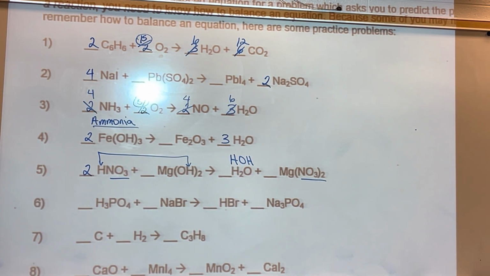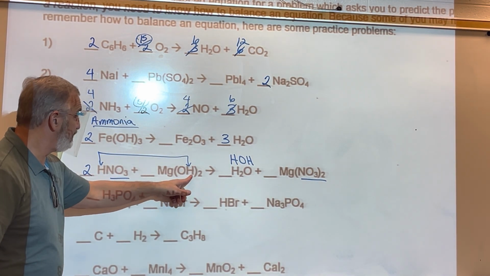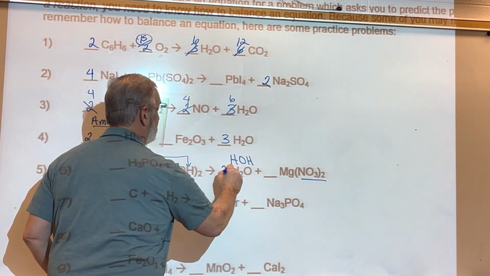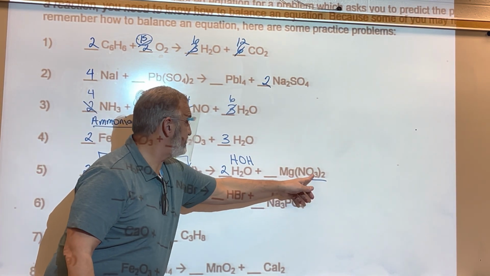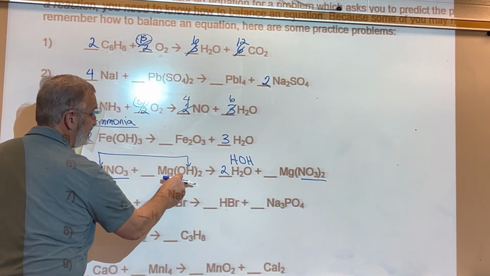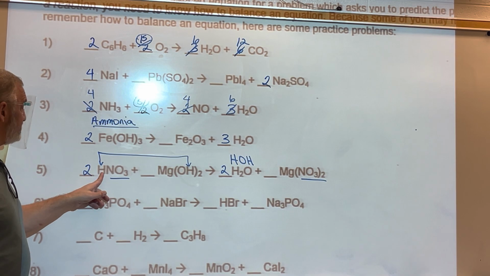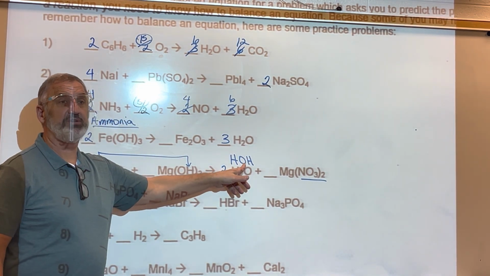of where everything's going. But the reality is I have 4 hydrogens, so I have to put a 2 right here. That gives me 6 and 2 makes 8 oxygens. I have 6 and 2, 8 oxygens right there. But you can see that there's 2 H's combined with 2 OH's to make 2 HOH's.